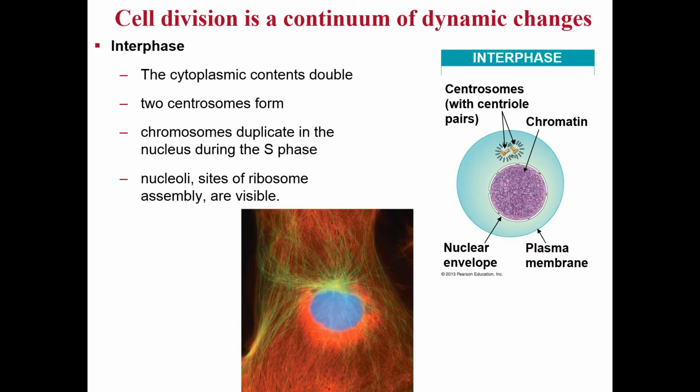So looking at this process of mitosis, interphase. What goes on in interphase? Well, the cytoplasmic content doubles, and your chromosomes are duplicated. Your nuclear envelope is nice and compact, fully formed. A lot of times you'll see a little nucleolus present inside the cell. You can see your centrosomes.